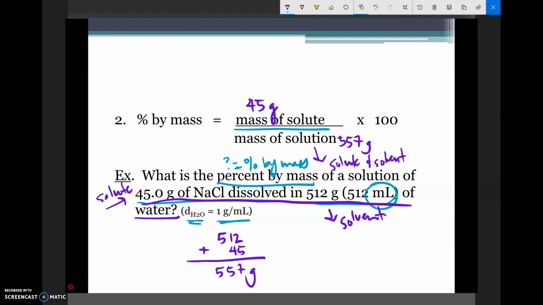Okay, now check your units. Are they the same? Yep, they are. They're both grams. So you take 45, divide it by 557 times 100, and we get an 8.08% salt solution, which means that out of 100%, only 8% of it is our solute. Okay, just read those questions carefully.